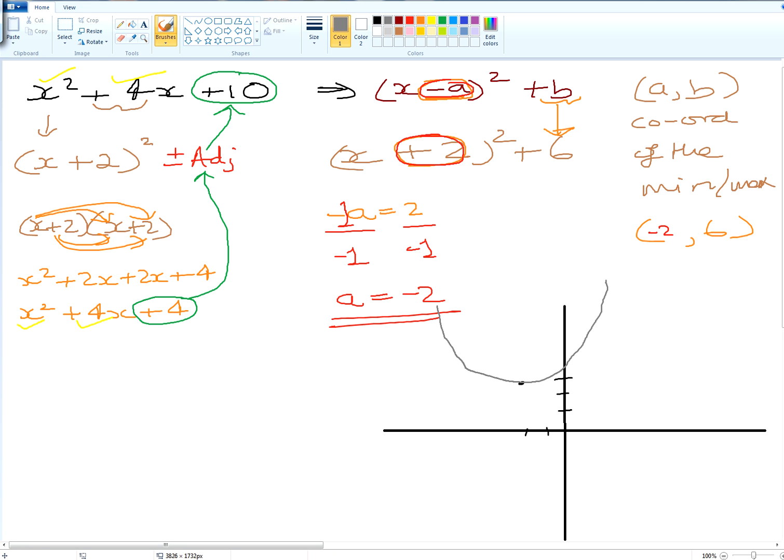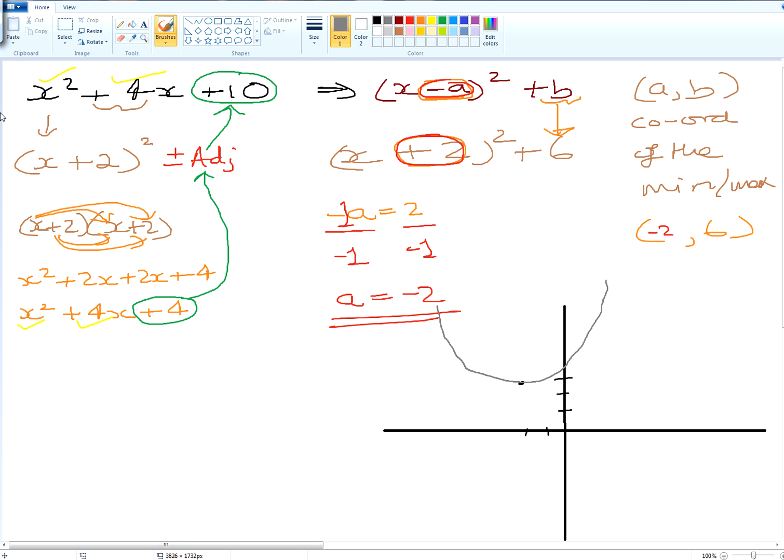How do we know? We know it's a minimum because when you look at it, the x squared is positive. It has to be a minimum because the x squared is positive. If it was minus x squared, then it would be negative, the graph would be upside down, and that point would refer to a maximum.